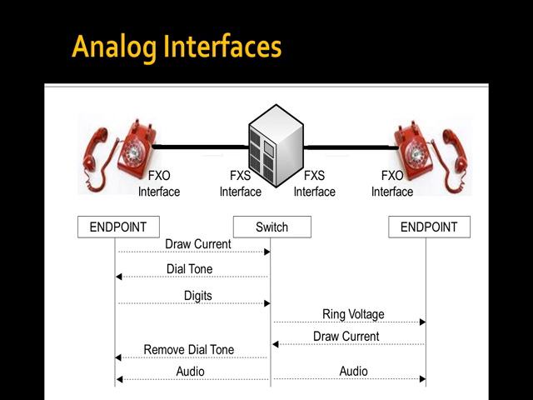FXO and FXS are a symmetrical signaling pair. Each end has its own specific functions, and they match up exactly with the other end. You must implement these FXS on one end, FXO on the other.